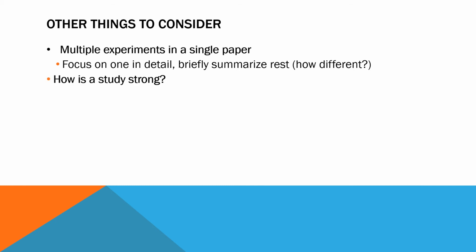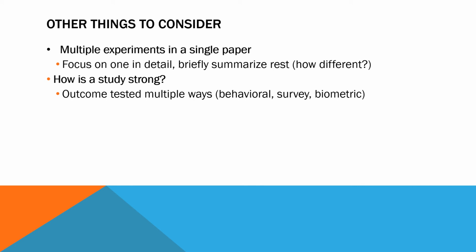One of the things I'm asking you for is to talk about how the study is strong, and I wanted to go through a few ways that scientists consider the strength of a study. So for example, if they use multiple methods of studying their outcome, if they have a behavioral measure, if they have a survey measure, if they're measuring heart rate or fMRI, brain activation, if they have a variety of ways of studying something, that makes the study stronger because they're using multiple methods to support their evidence. That evidence is better.